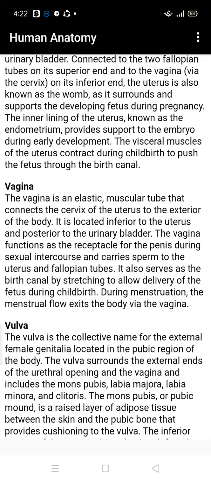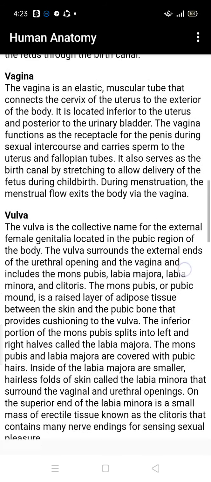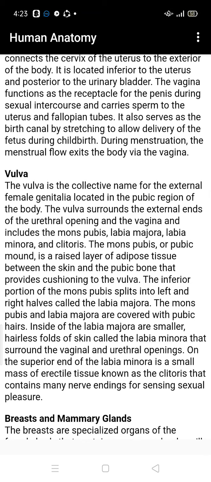The vagina functions as the receptacle for the penis during sexual intercourse and carries sperm to the uterus and fallopian tubes. It also serves as the birth canal by stretching to allow delivery of the fetus during childbirth. During menstruation, the menstrual flow exits the body. Now we are coming to discuss the vulva. What is the vulva?